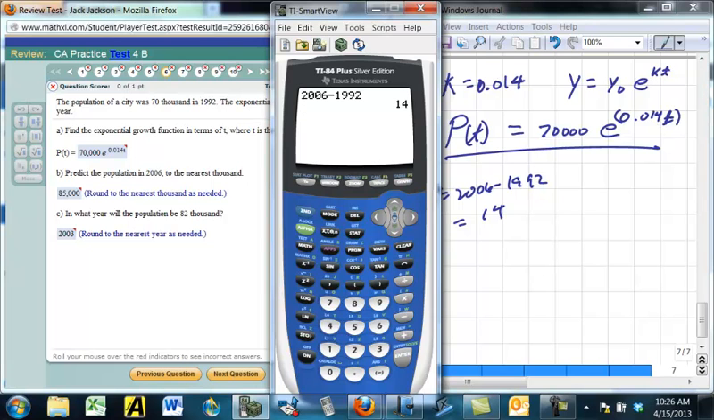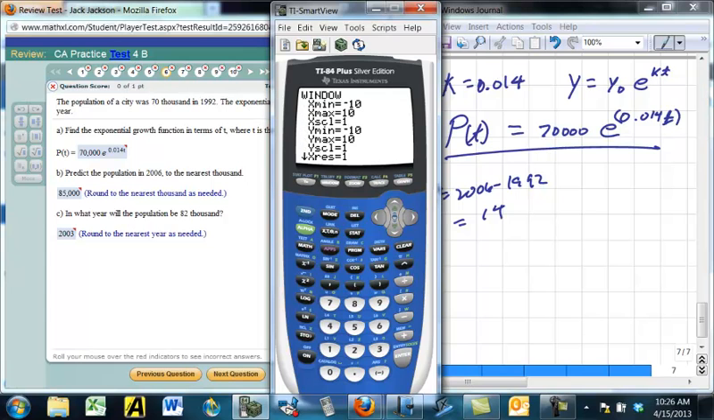I can just type it in like this with the t replaced by 14. I can also do it from the graphing, and I'm going to graph it because on part C I want to use the graphing. So 70,000, second ln is e to the power 0.014 x, close parentheses like that.